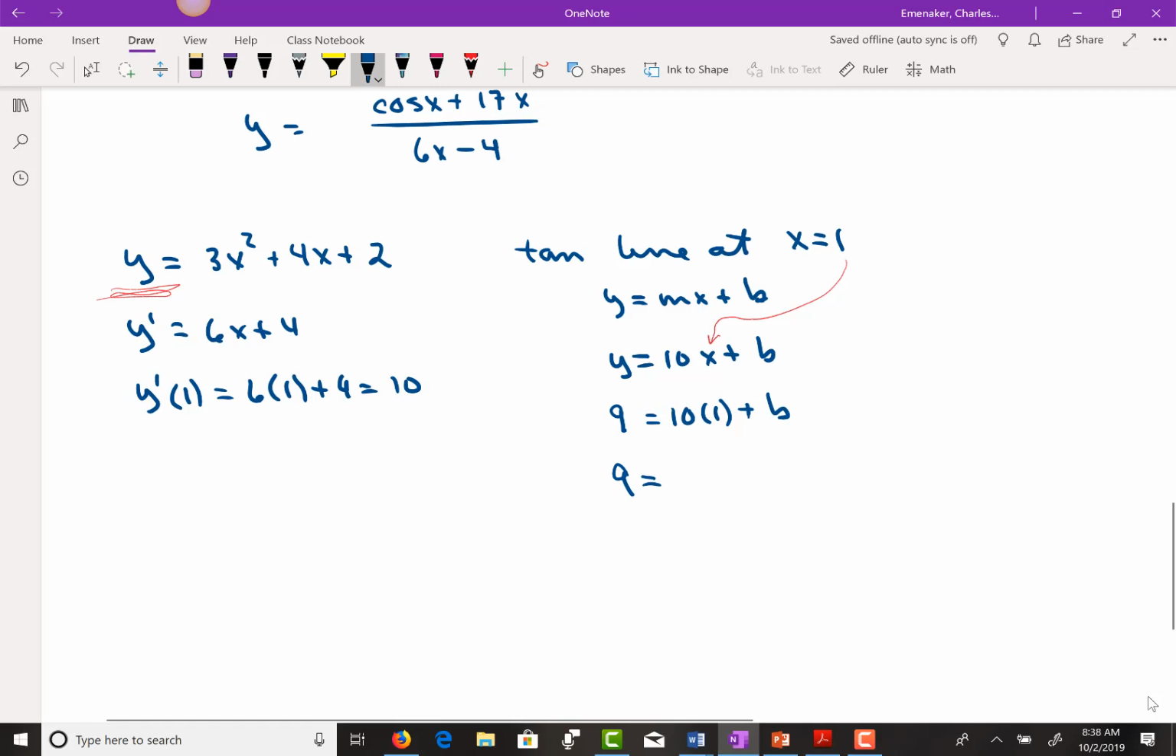So this is going to give us 9 equals 10 plus b, where b equals -1. Does that look familiar? Hey, this one's done because we already have y equals 10x. What's b? -1. And there's your equation of the tangent line. Even with all the talking and stuff, that only took a couple of minutes.